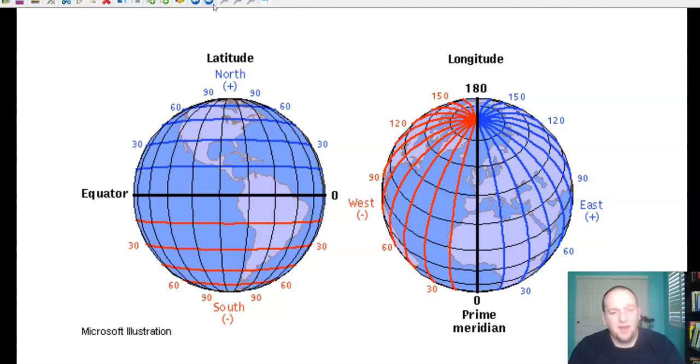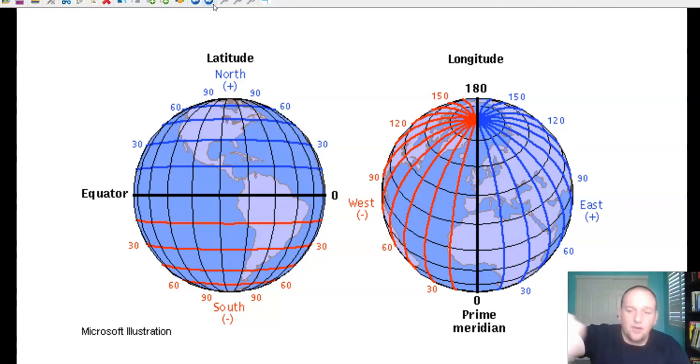Lines of latitude measure how far away you are from the equator. The equator has a latitude of 0. As you move north, those latitudes go up to 90. The highest latitude you can have is 90 degrees north, right on the North Pole. Similarly, you can go south from the equator. Your latitudes increase to 90 as well, but this time towards 90 south. So 0 to 90 north, 0 to 90 south.